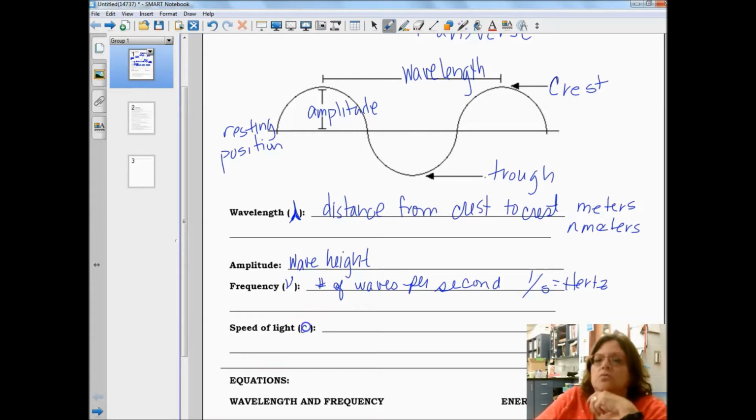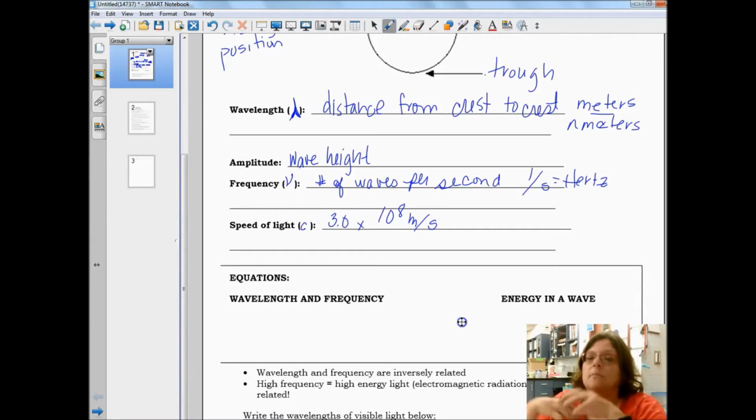Speed of light, we use the letter C to represent speed of light, and the speed of light is a constant. This is in a vacuum. It is 3.0 times 10 to the 8 meters per second, which is why we use meters for our wavelengths. Now, as we study wavelength, we will discover that wavelength and frequency vary inversely, which means that as one goes up, the other goes down. All light travels at the speed of light.